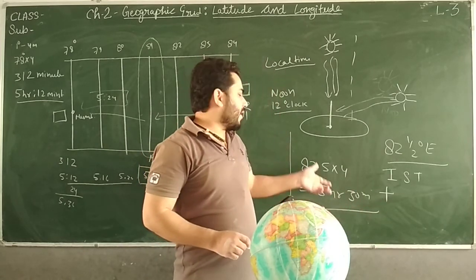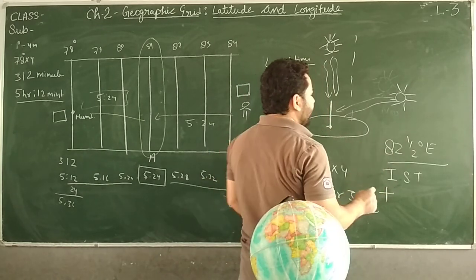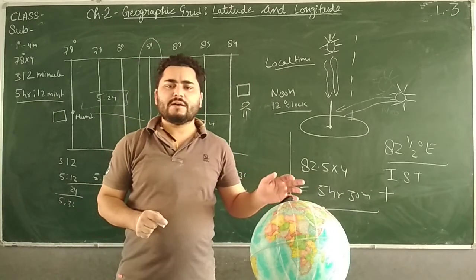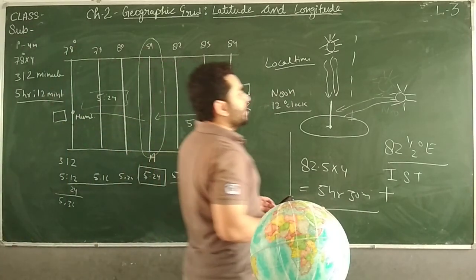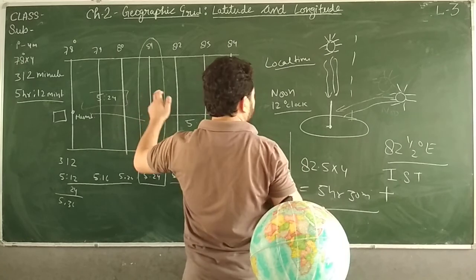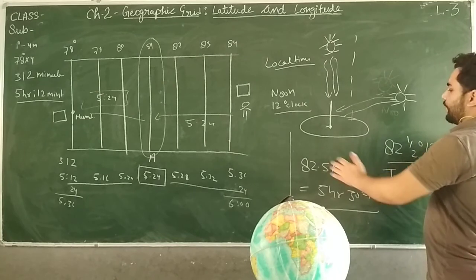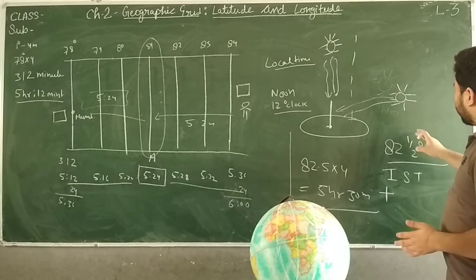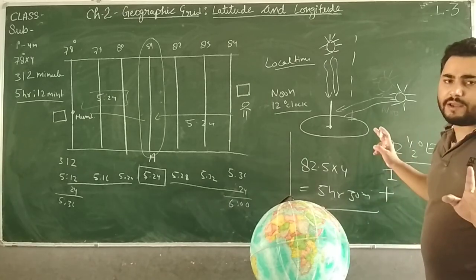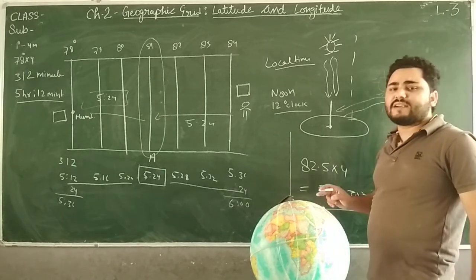And there are many meridians in India, not only 82: 81, 80, 79, 71, and up to 91. The time at those meridians will be the local time of that place, but we have taken the middle one. The line 82.5 degree runs vertically through the center of India. That line has been taken as the standard line, and the time decided by that standard line is called standard time.